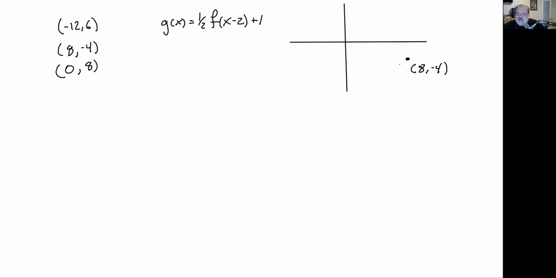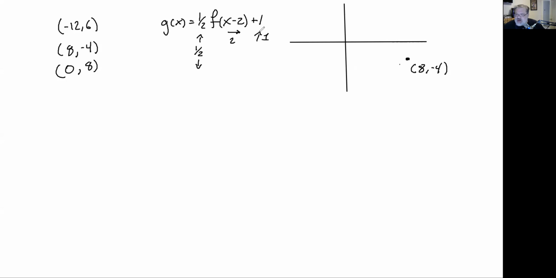So if we perform those translations on this point, we're going to go this way 2 units because of this x minus 2. This 1/2 is going to take our outputs, our function values, so our y's, and stretch them by 1/2, which is actually visually going to squish it down. And then that's going to go up 1.